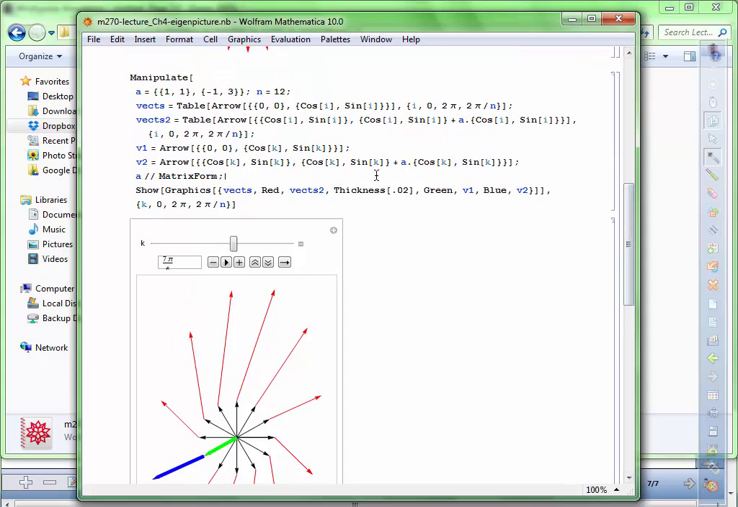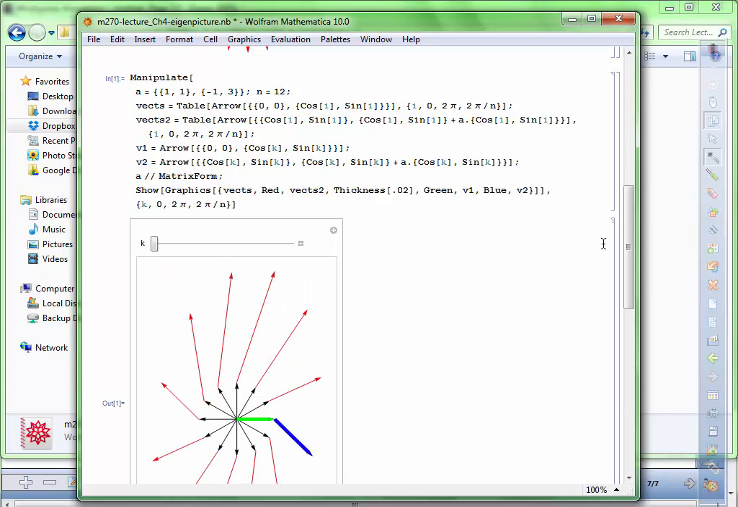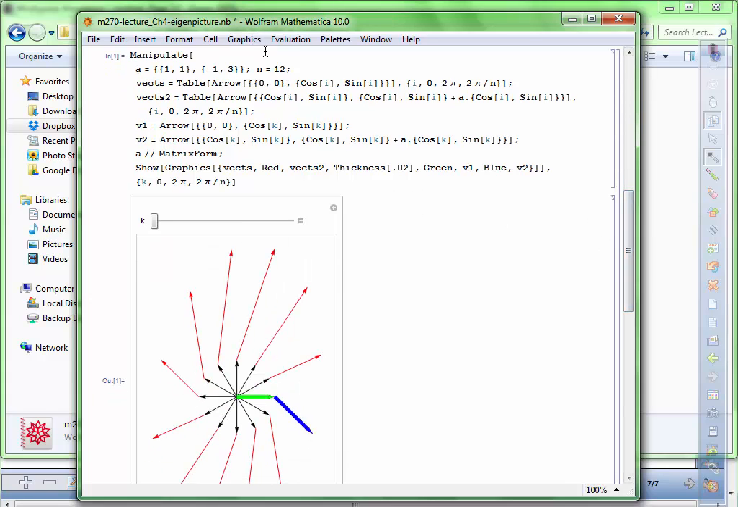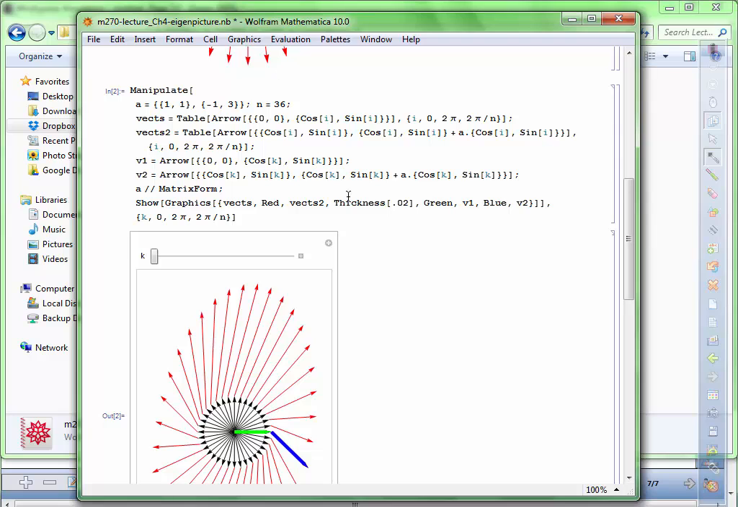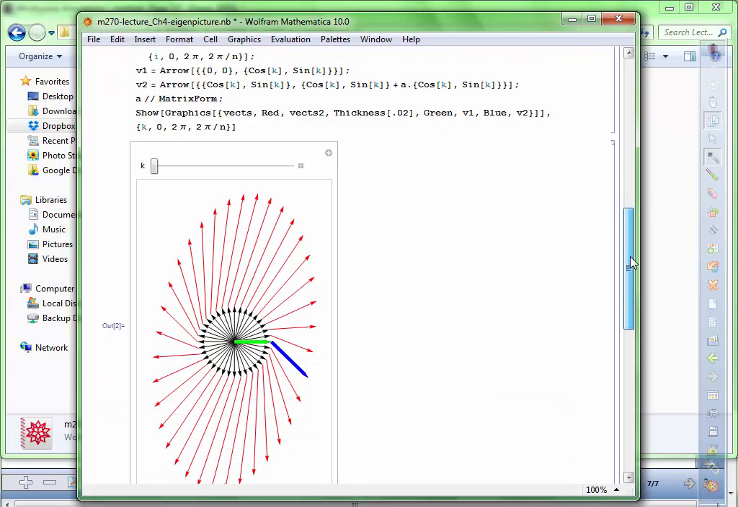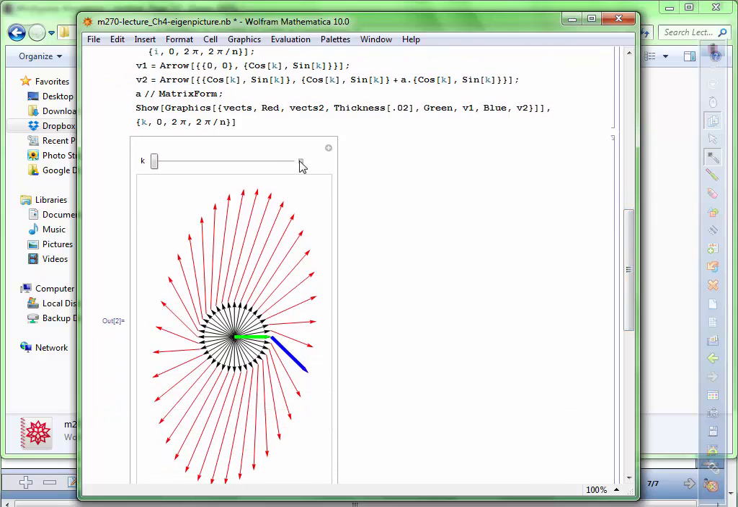We did it for 12 vectors here. We could make it a little bit more exciting and do it for like 36. It looks even cooler, especially when you animate it.